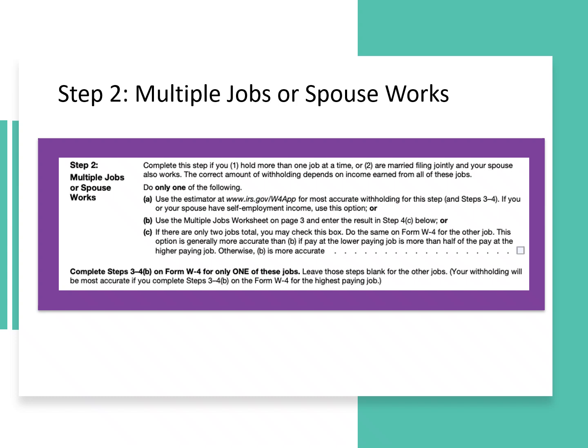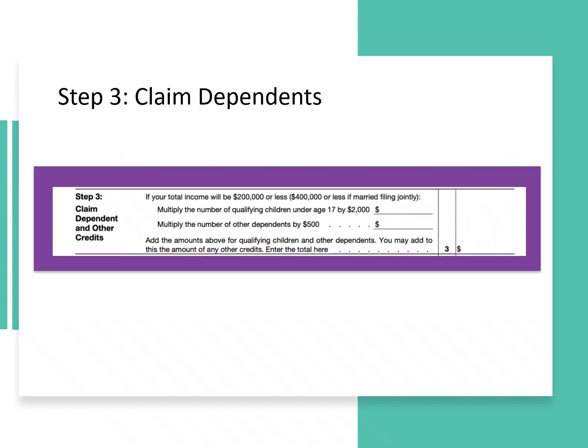Step 2 of the W-4 is where you disclose information about you and, if applicable, your spouse that could affect the amount of taxes your employer withholds from your paycheck. You would complete this section if you have more than one job or a working spouse. Step 3 is where you disclose information about your dependents. Dependents will reduce your amount of withholding.